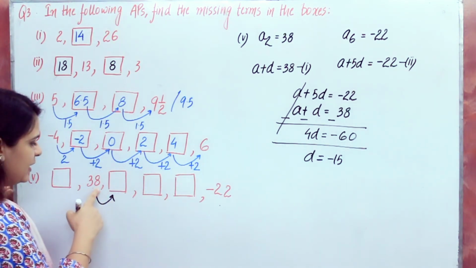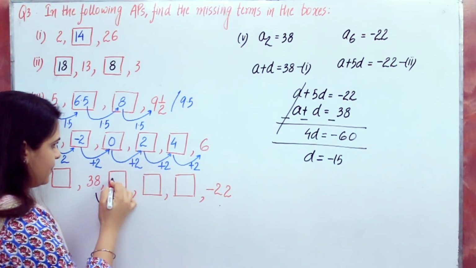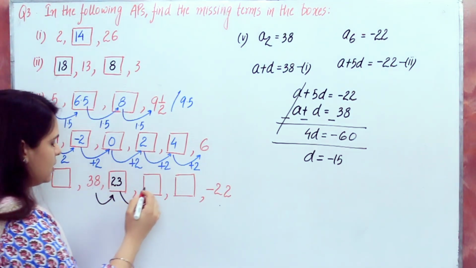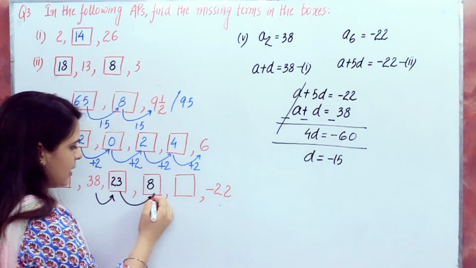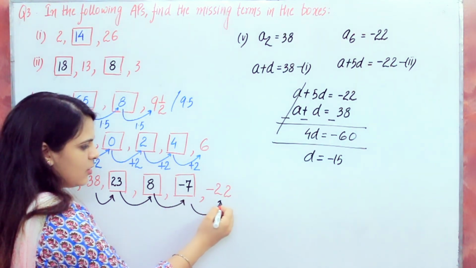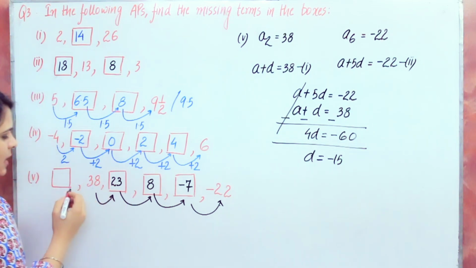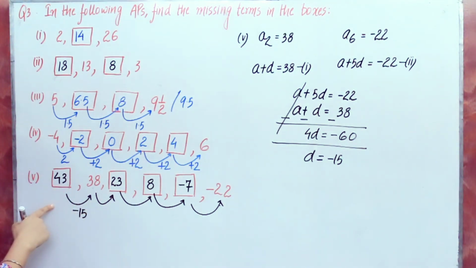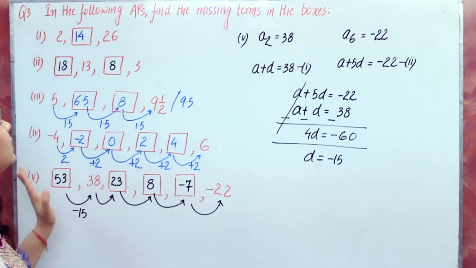When you subtract minus 15 from this, you will get 23, and when you subtract minus 15 from here, you'll get 8, and again minus 15, so you'll get minus 7, and when you subtract minus 15 from minus 7, you will get minus 22. And here the first term will be 53, because when you subtract minus 15 from 53, you will get 38. So this is how you can solve this type of question.